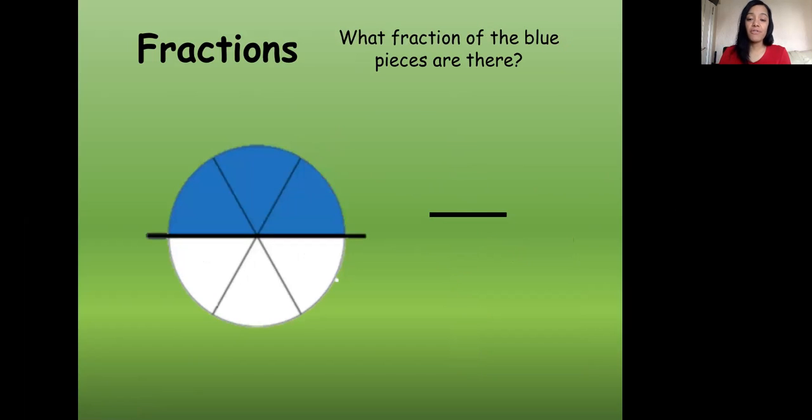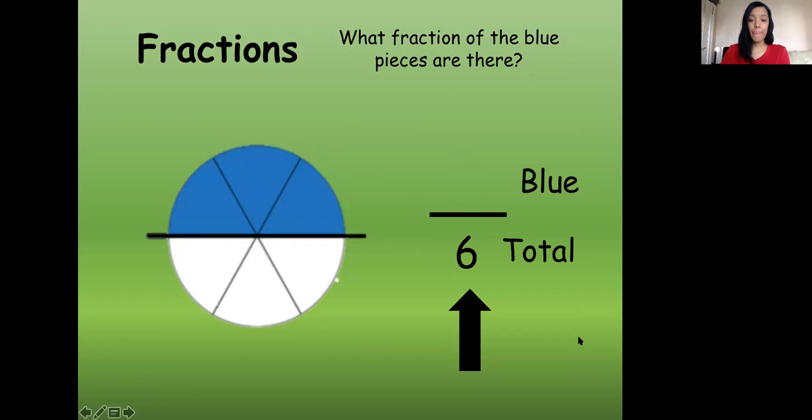What fraction of the blue pieces are there? We have how many total pieces first? 1, 2, 3, 4, 5, 6. We have 6 total pieces. And then look at the question carefully. What fraction of the blue pieces are there? We have 3 blue pieces, 1, 2, and 3.